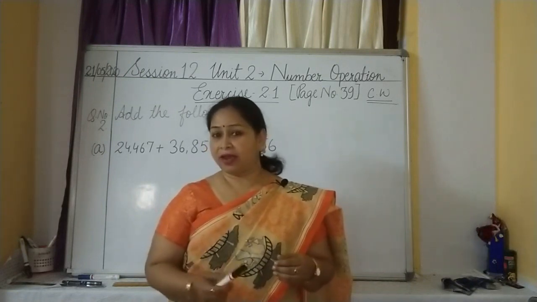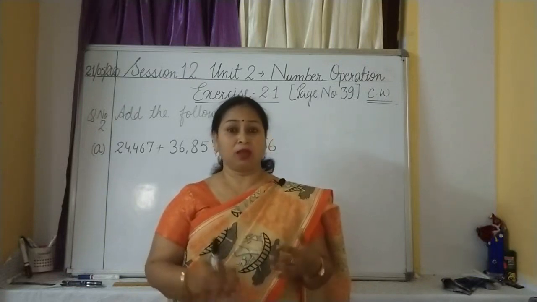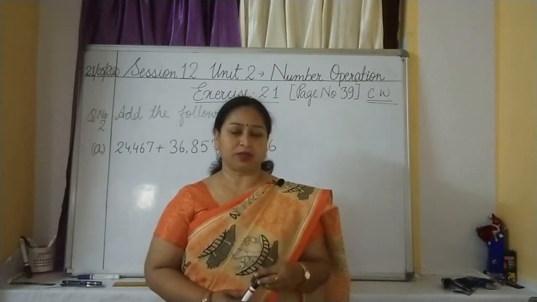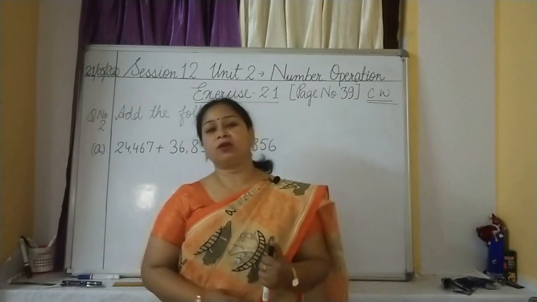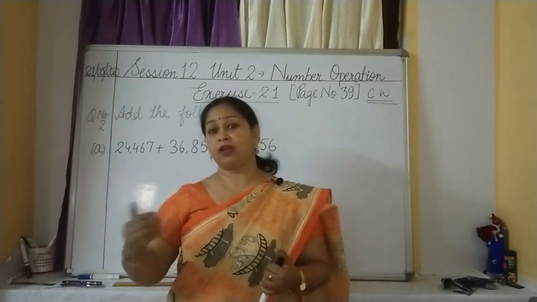Then you have learned about the rounding of numbers to the nearest 10, 100 and 1000. And after that, the new thing you have learned was Roman numbers with so many symbols. How many symbols were there? 7 symbols were there, isn't it? So now whatever we have learned in unit 1, we are going to implement in unit 2.